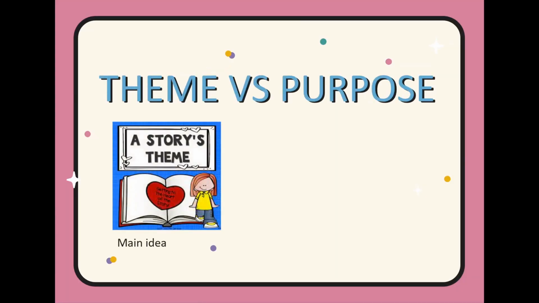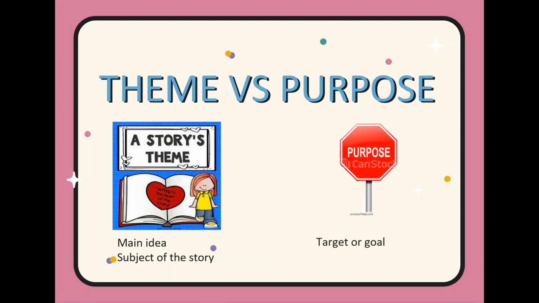The theme of a story is the main idea. The theme of the passage is also the main idea, and it is the subject of the story or the passage or the essay. Now, the purpose is the target or goal of the writer. That is how the writer wants to tell the main idea of the story to the readers. So we can say that it is the object that the writer wants to achieve through his writing.